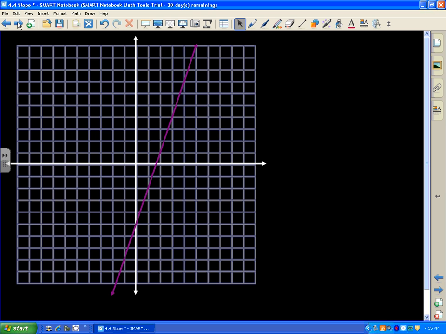Let's look at this one here. This one here is a little bit steeper than the other ones we've worked with. And if we look, crossing that point, and at that point, and that point, crosses again, and again, and again. There are numerous points it crosses at. We only need 2 of them. So a change in y divided by a change in x.